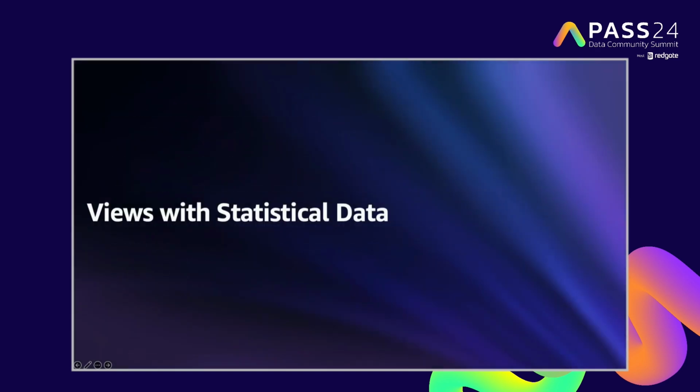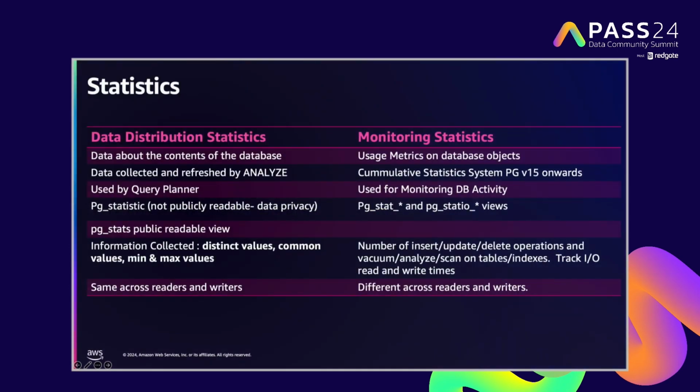Let's talk about views which have statistical data. I said there are different types of views. So these are the first statistical data views. And before we go into that, let's see what database statistics are. There are two main types of statistics. One is the distribution stats, and the other is the monitoring stats.